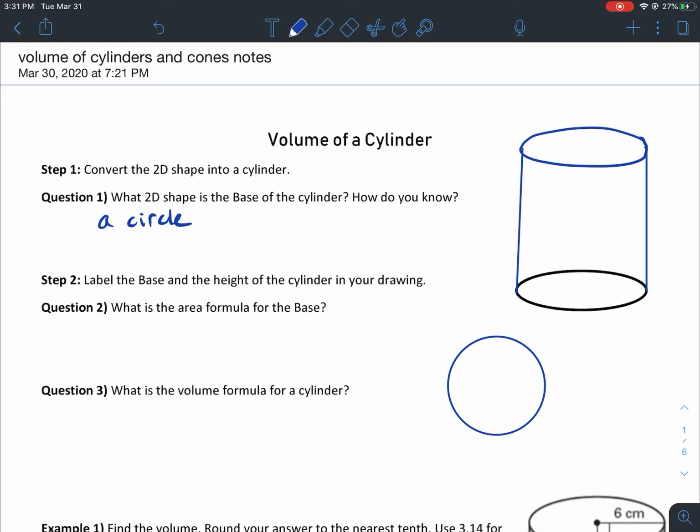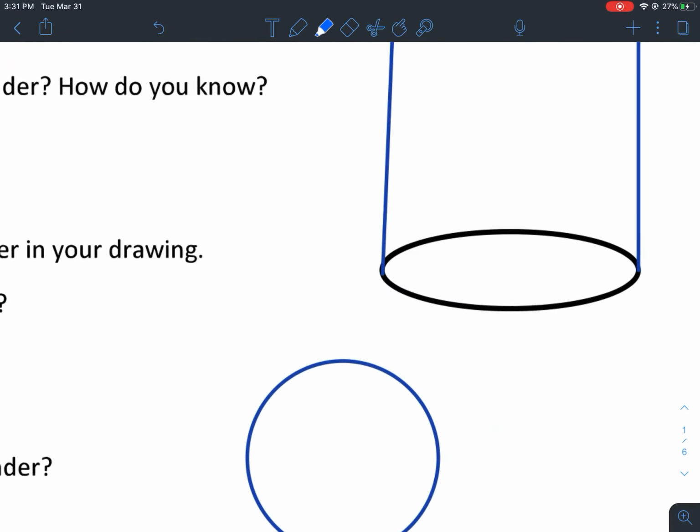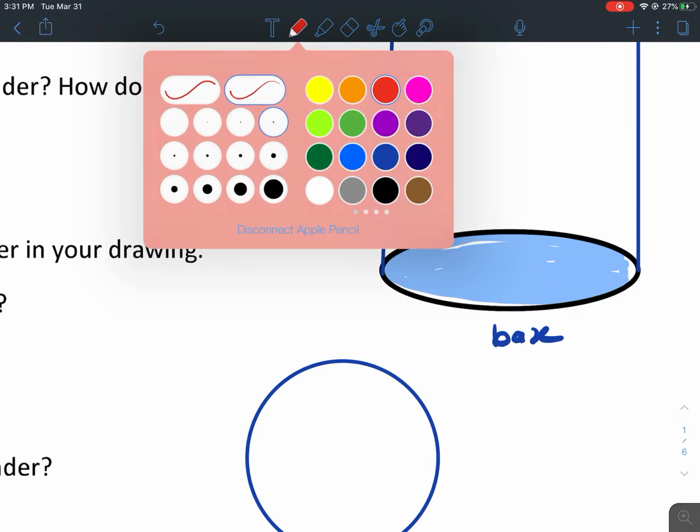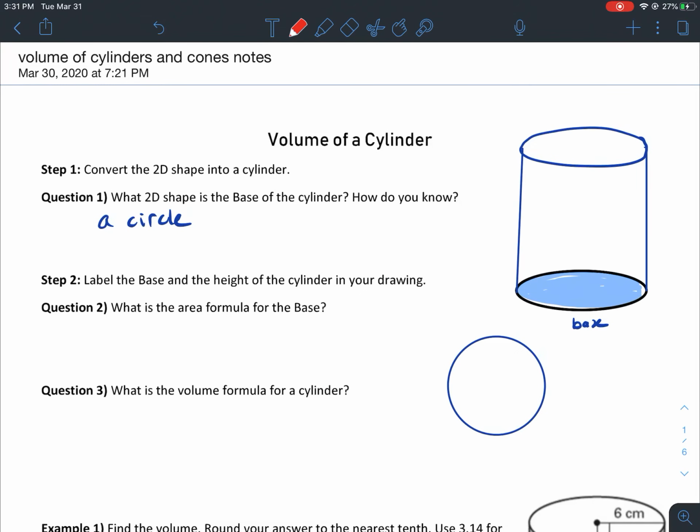The next step says label the base and the height of your cylinder in your drawing. So let's go ahead. I'm going to color in the base as blue. In this case, this is our base. We could go ahead and say base. And then the height is going to be the distance from here to here. The height is how tall the cylinder is.